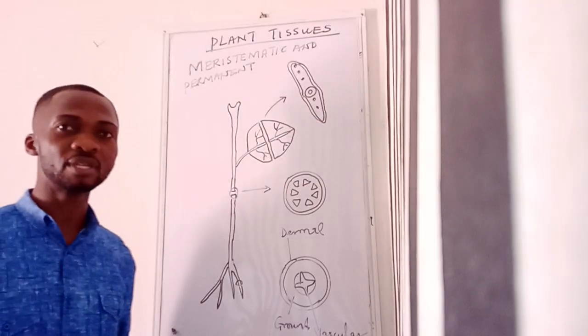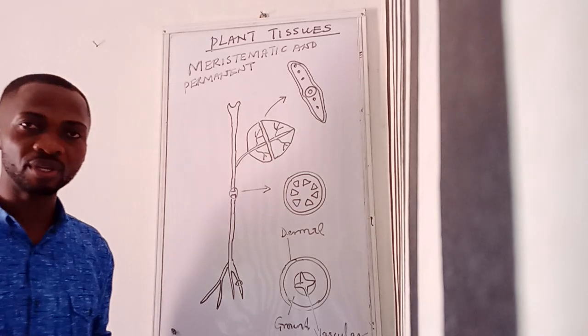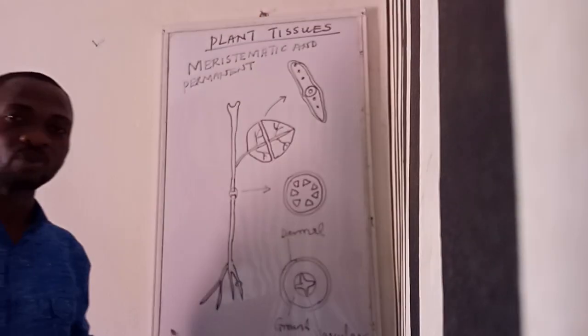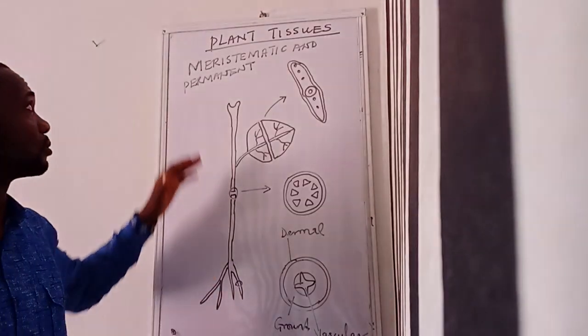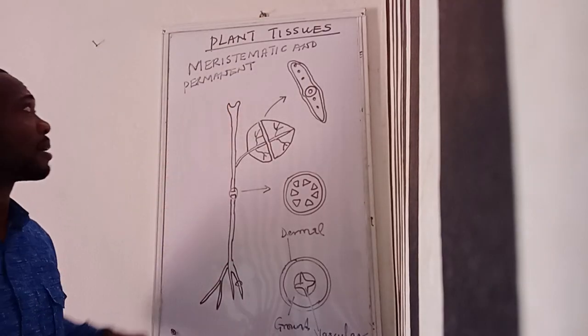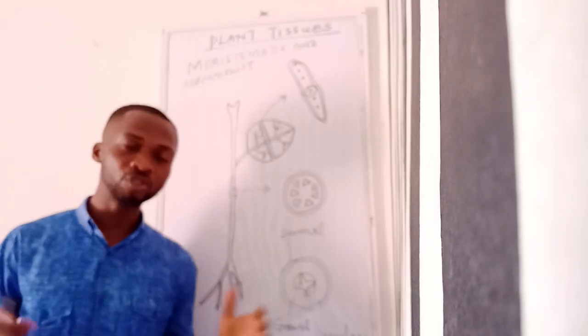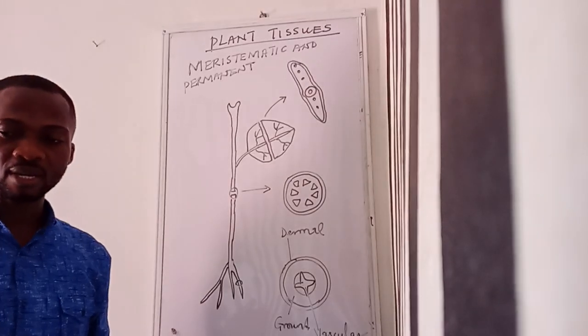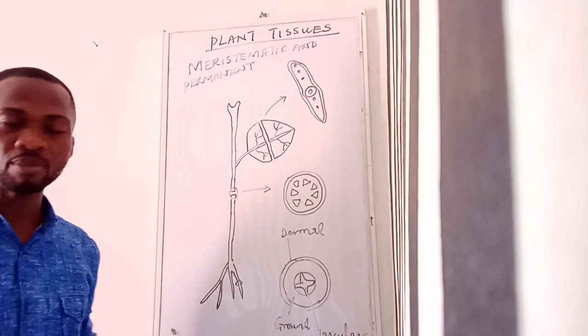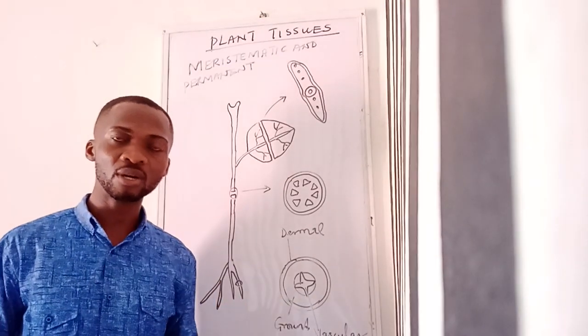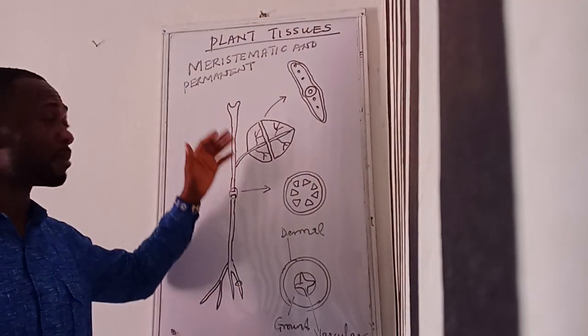So in the next few minutes, I just want to point out one or two things on plant tissue, because the way animals have tissue, plants also have their tissue. So we have what we call the meristematic and the permanent tissues when it comes to plants. Tissues in plants are divided into two broad categories. The first one is called the meristematic tissue, and the second one is called the permanent tissue.